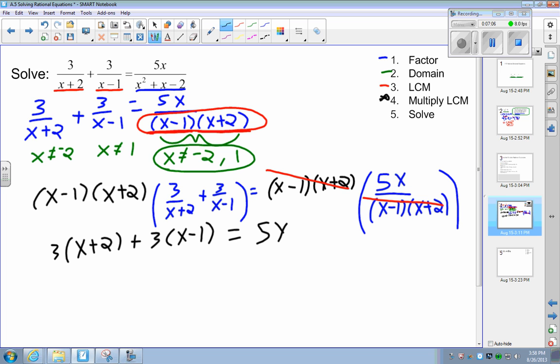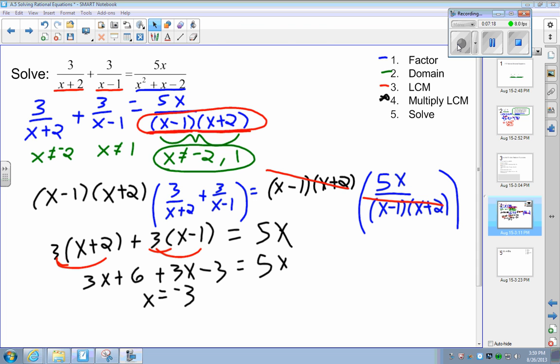Okay, and so now we have to distribute these 3's over, and I'm going to pause the video and come up with a solution here in a second. Alright, so after doing some algebra, distributing that 3 into both the bubbles, we end up getting that x is equal to -3.